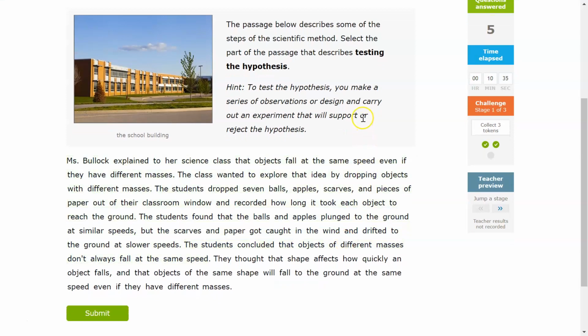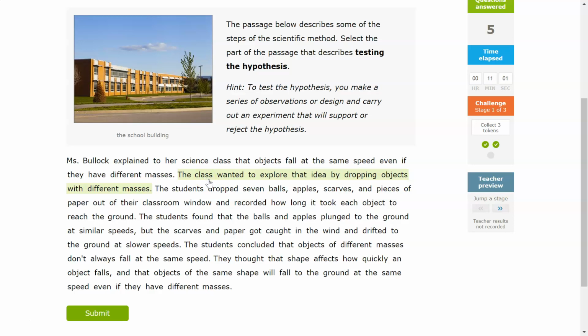Let's try one more here, and then I'm gonna move on to the next stage. So testing the hypothesis, you need to have a series of observations and carry out an experiment. So basically, we need to figure out what exactly they are going to do, how they are going to do it. Explain their science class that objects fall at the same speed. The class wants to explore that idea by dropping objects with different masses.